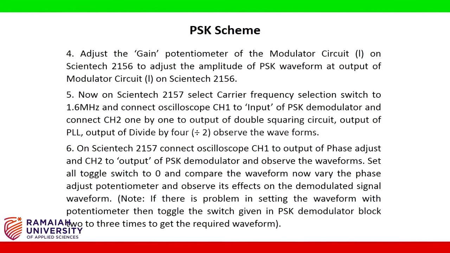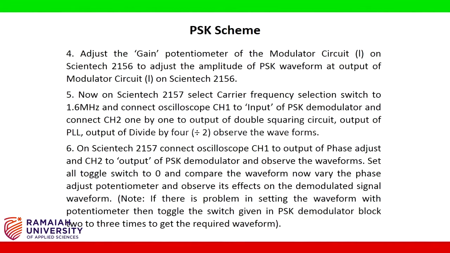Now, on Syntec 2157, select carrier frequency selection switch to 1.6 MHz and connect oscilloscope channel 1 to input of PSK demodulator and connect channel 2 one by one to output of double squaring circuit, output of PLL, output of divide by 4, and observe the waveforms. On Syntec 2157, connect oscilloscope channel 1 to output of phase adjust and channel 2 to output of PSK demodulator and observe the waveforms. Set all toggle switches to 0 and compare the waveform.